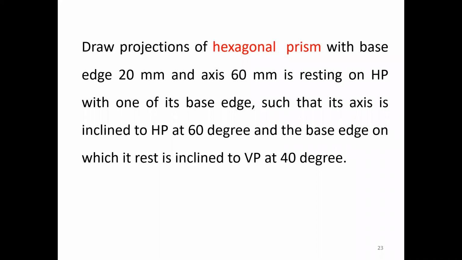Next problem from projection of solids is hexagonal prism. Draw the projection of a hexagonal prism with base edge 20 mm and 60 mm axis, resting on the horizontal plane with one of its base edges, such that its axis is inclined to HP at 60 degrees and the base edge on which it rests is inclined to VP at 40 degrees.